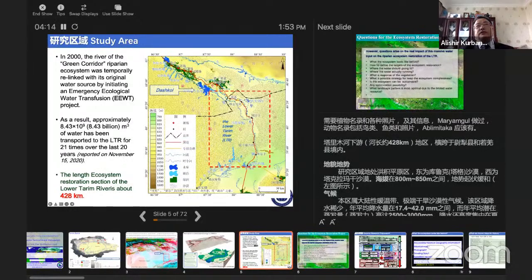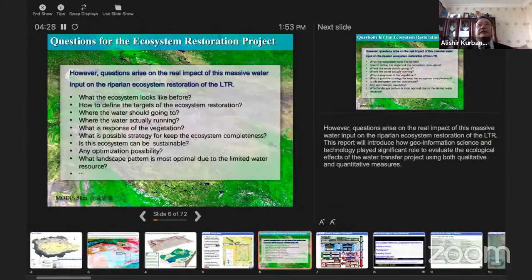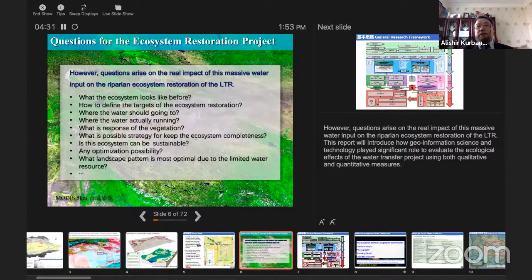They transported 8.43 billion cubic meters of water to this region, 24 times in the last 20 years. And after that, some questions are rising. Should we spend such an amount of water and such a lot of money to restore this ecosystem, and what will be the benefit for us, or what is the real objective or target of the restoration?